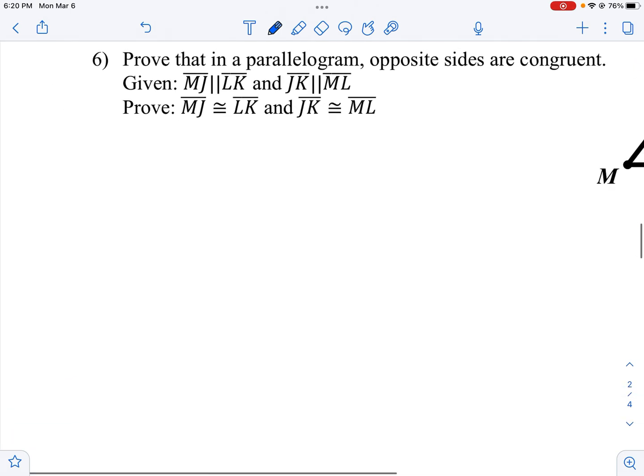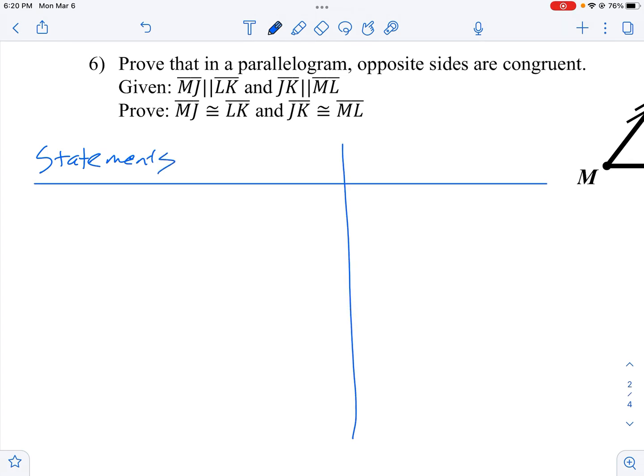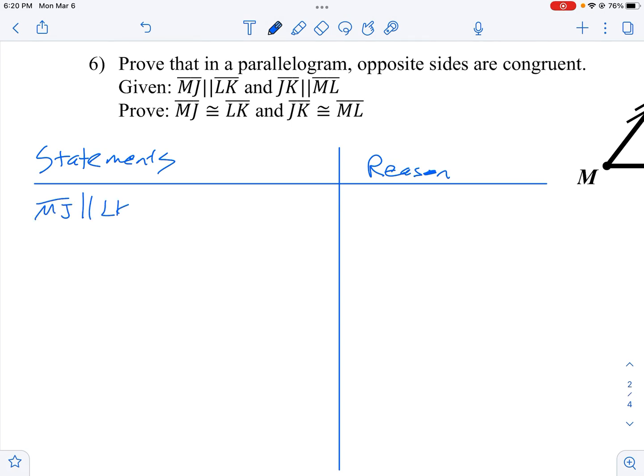So let's start our little T-chart here. We got some statements, if I could write correctly. Statements. And we'll get some reasons going on here. Reasons. Spend half the video just drawing 2 lines and writing out statements and reasons. So we got our given. So let's put those first. MJ parallel to LK. And JK parallel to ML. That was given to us.